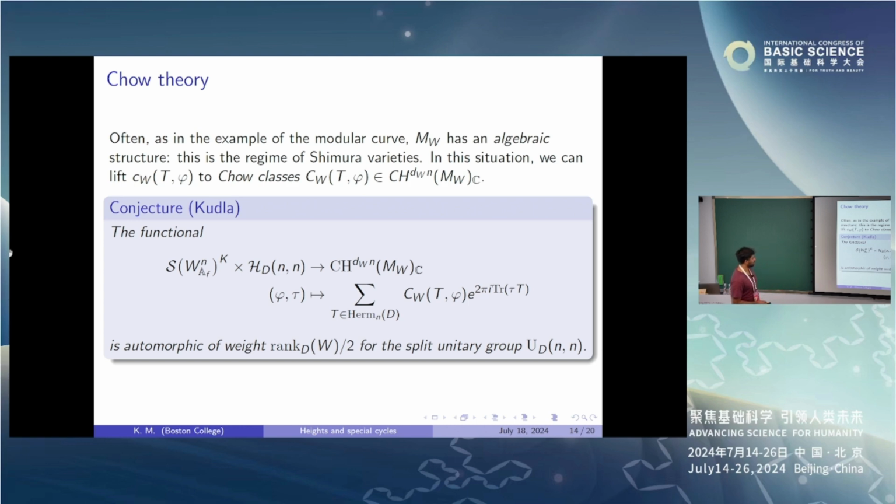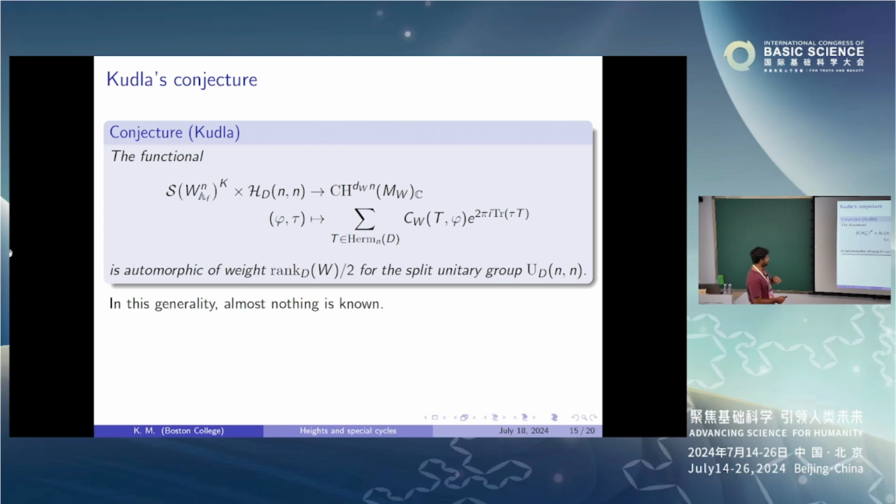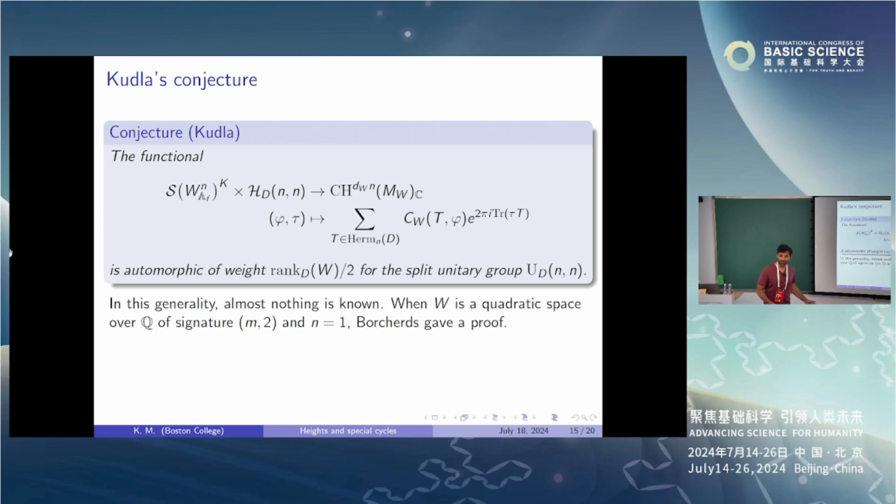And what he said is, okay, you just write down the generating series of Chow classes in the same way, where now you replace the right-hand side here, which used to be the cohomology group, and the cohomology group is a very nice object in general. Whereas this Chow group, you don't have very much information about it in general. Okay, so it's just a vector space. And so he defined this guy here, and he conjectured that this is also automorphic of the same weight. So we essentially have this progressive generalization of, okay, in this generality, almost nothing is known about the modularity of the generating series.